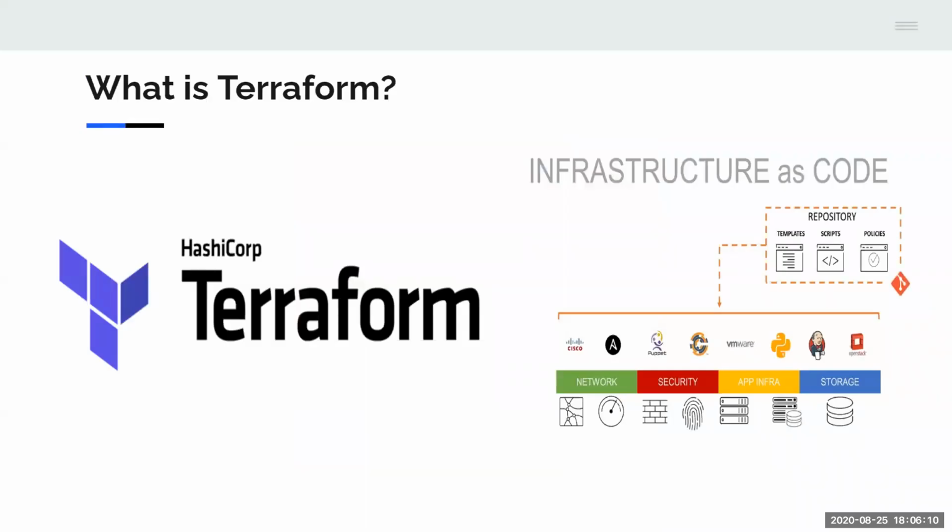So what is Terraform? It is an open source infrastructure as code tool that allows you to build, change, and manage infrastructure safely and efficiently. Terraform uses the HashiCorp configuration language, or HCL for short, to manage its environments. And it works across all major cloud providers. That includes AWS, GCP, and Azure.